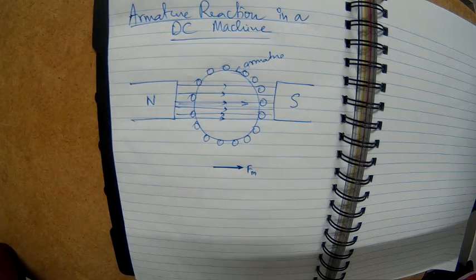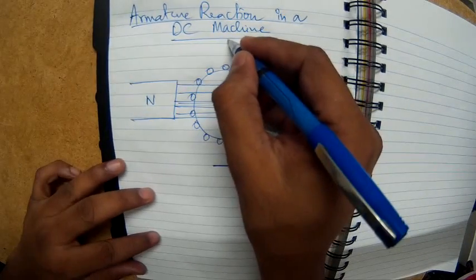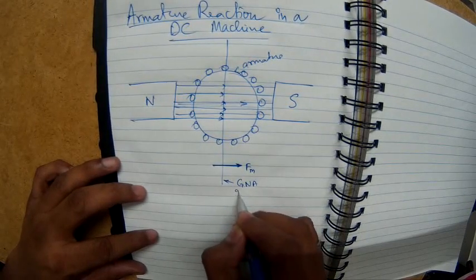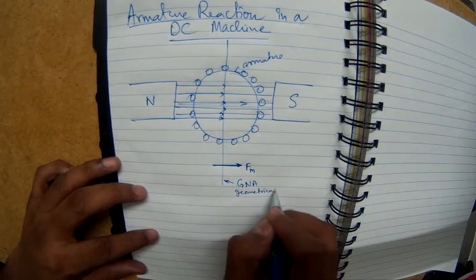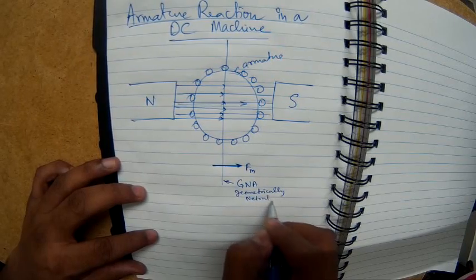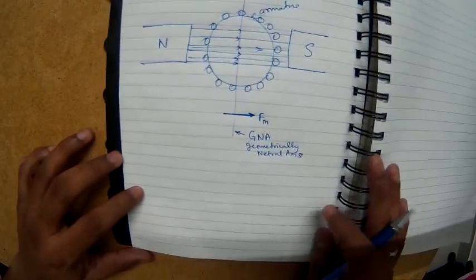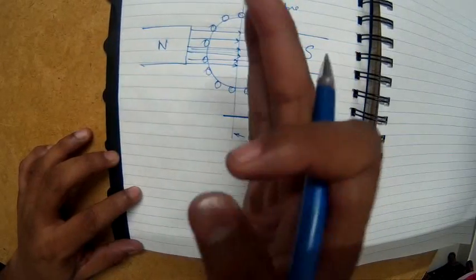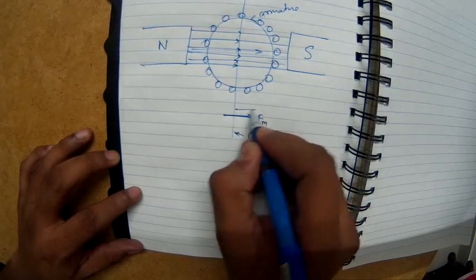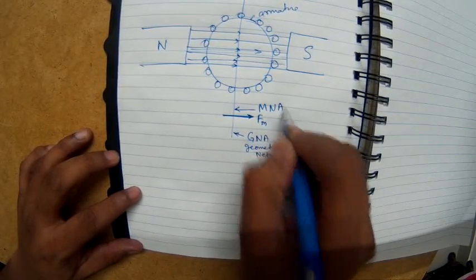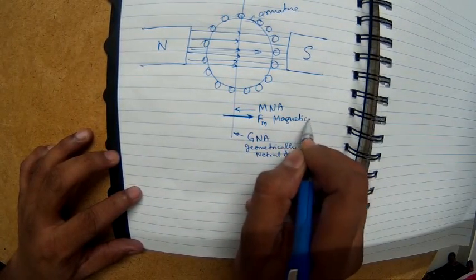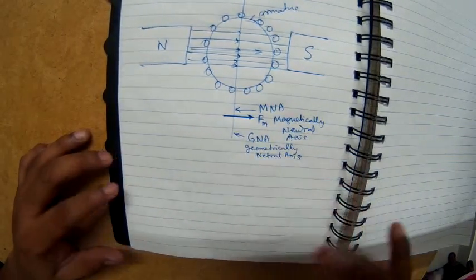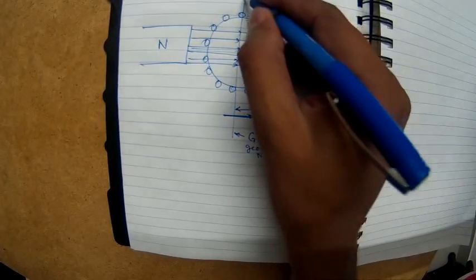Now what happens? We will also define an axis like this. This axis is called GNA, which is the geometrically neutral axis, which means considering only the geometry, something which exactly divides the north and south poles into half. The same axis can also be called MNA, the magnetically neutral axis. So the magnetically neutral axis and the geometrically neutral axis are coinciding with each other.